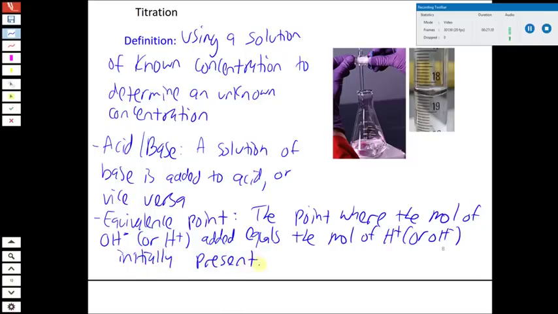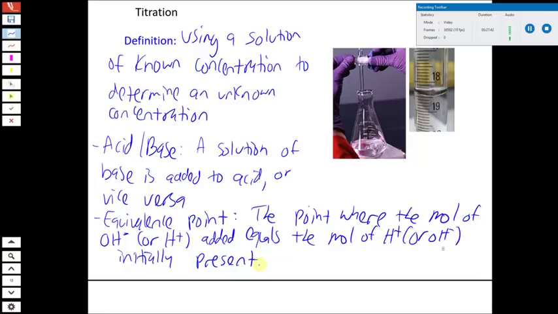all right. And so what that basically means is if you're adding a base to an acid, you have some number of moles of H plus in your acid, and you're going to add just enough base until you've reacted all the H plus with the OH minus. Remember, in an acid-base reaction, H plus and OH minus react with each other to make water. And so once you've added exactly enough OH minus to react with all the H plus, that's called your equivalence point, or it works the other way.